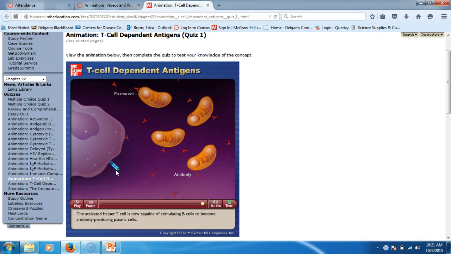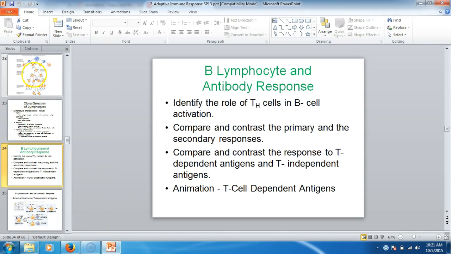MHC class I only interacts with cytotoxic T cells, CD8. So there's a specific, almost like special handshake between these cells. They know how to communicate with each other, and they know what they need to do after passing on that information. So that's an extra step in the process of B cell activation.